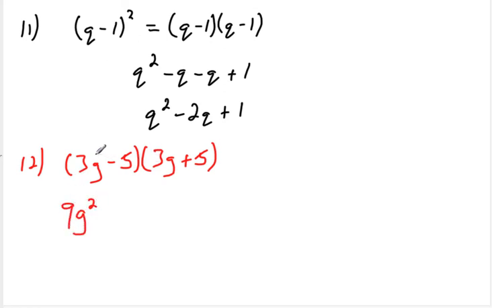squared. The outers is going to be 15g, and the inners is going to be negative 15g. So these will cancel out, so we don't need them. So the answer is 9g squared minus 25. You'll recognize that from when we factor. Okay, that was 12. So moving on to 13.